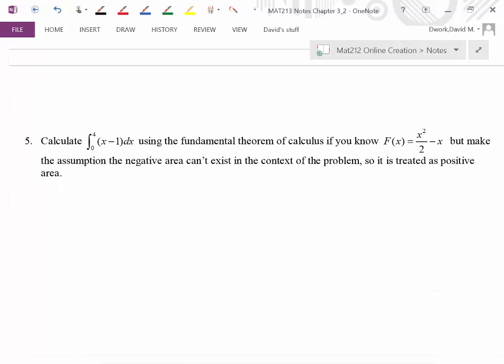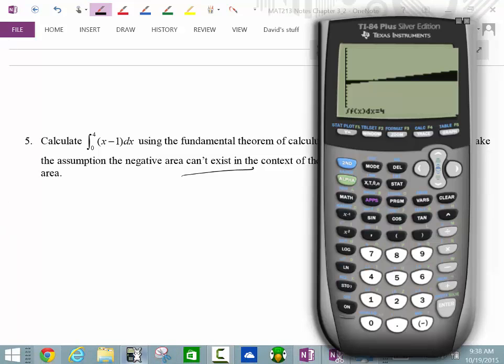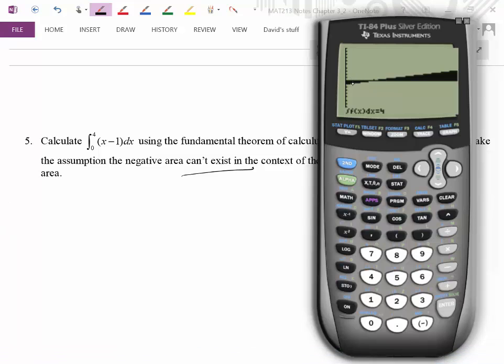So let's take a look at this next problem. Calculate this function using the fundamental theorem of calculus, if you know this, but make the assumption that negative areas can't exist. So when we look back at that calculator, you'll notice we had some area under the x-axis and some area over the x-axis. So this stuff on the left here was actually negative. So what do we need to do? How are we going to do this if the person says, no, negative doesn't make sense? We're talking about total miles on the odometer. You can't do negative miles when you're driving. Even when you're in reverse, they still count as positive miles.